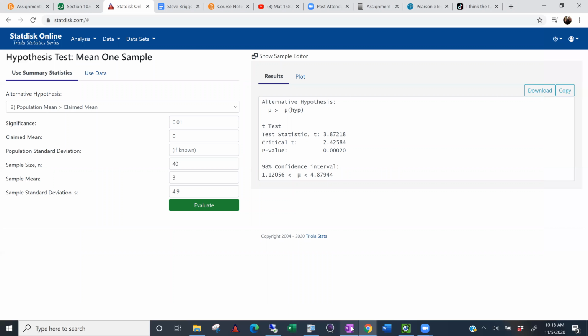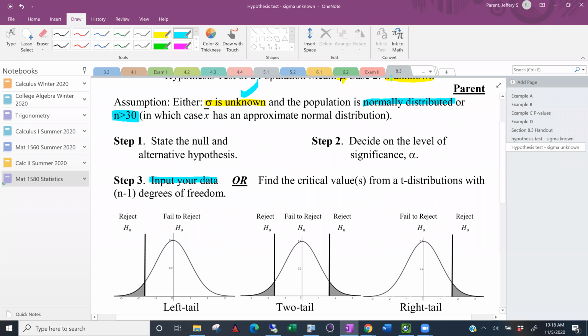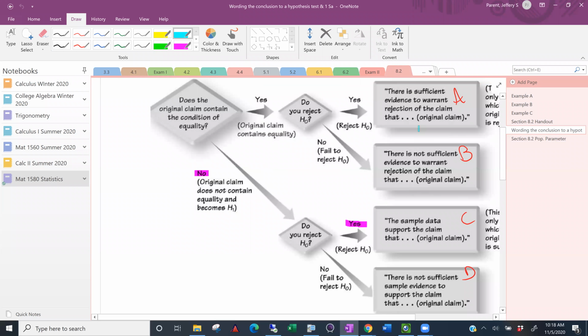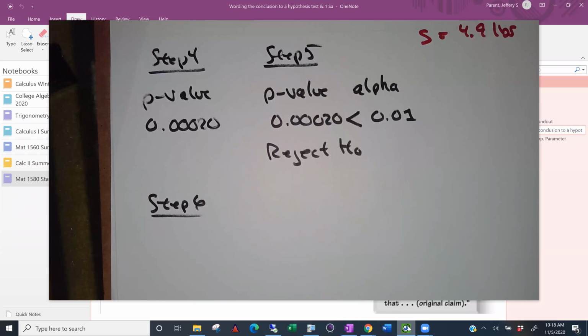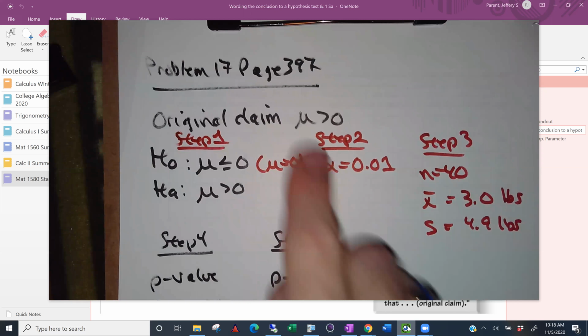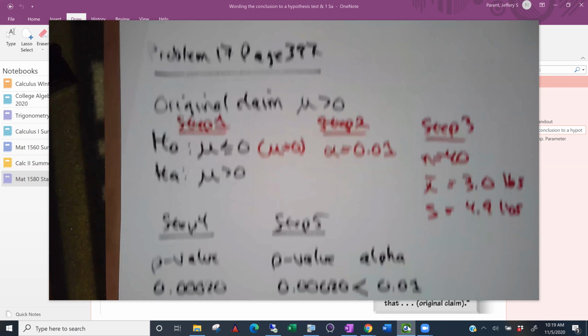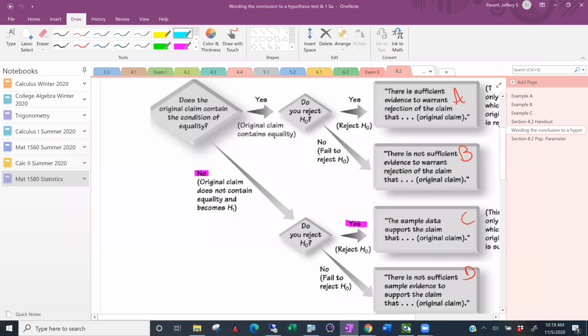I got to go back here. See if you can't figure out which one of these conclusions I should use, A, B, C, or D. And I'll give you a quick look back. Our original claim was that mu was greater than 0. So keep in mind your original claim as you work your way through this.